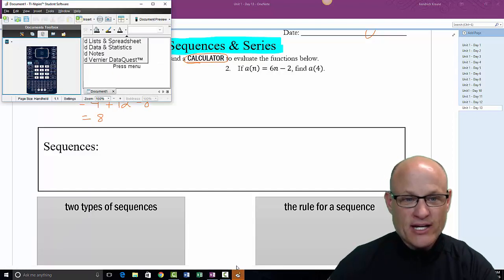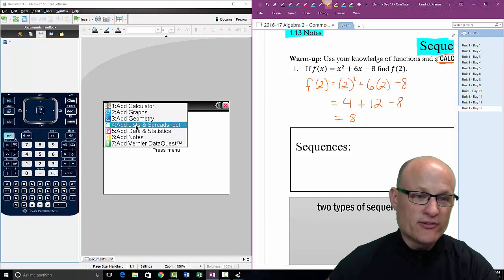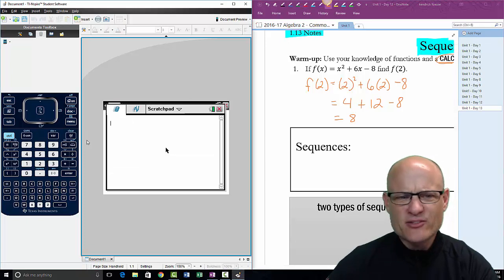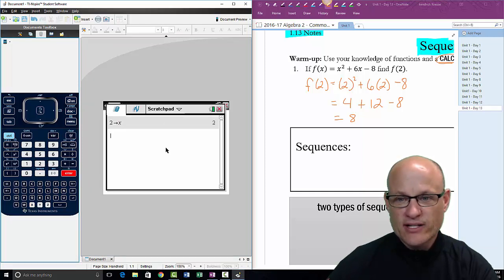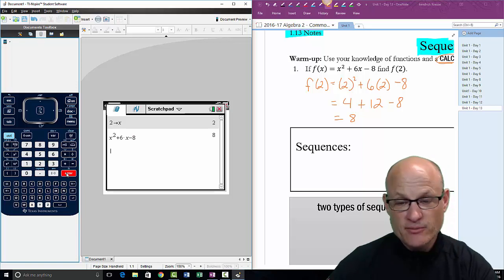Now if I wanted to use my calculator, the easiest way I like to do it is take the 2 and store it into x. Then I'm just going to type in that original function, x squared plus 6x minus 8. And you get 8. There it is. I'm done.